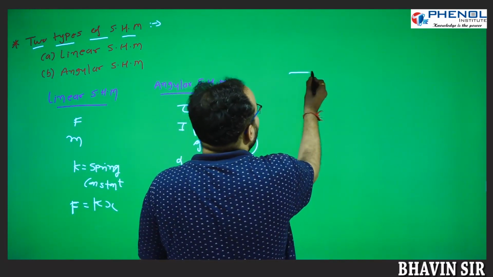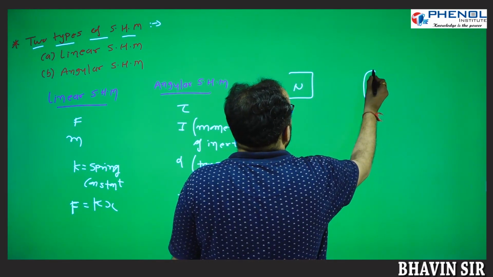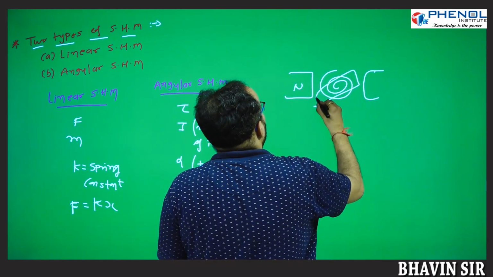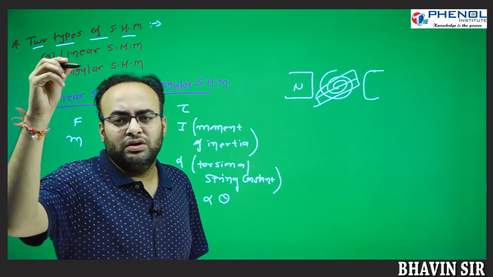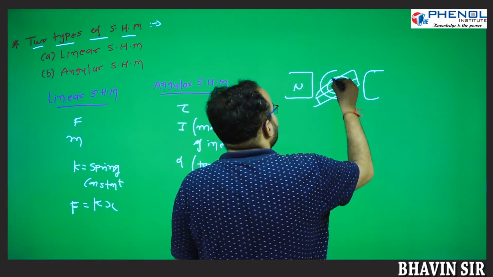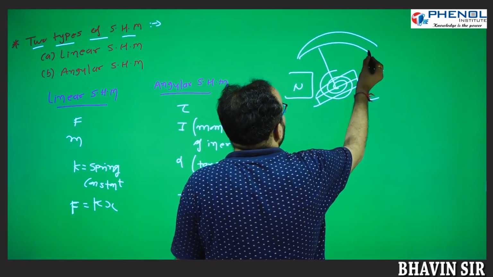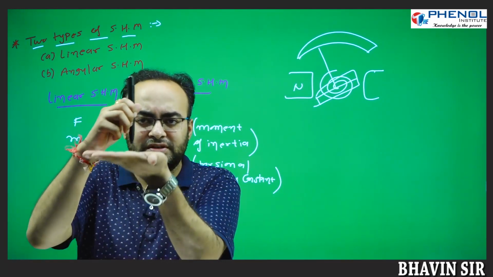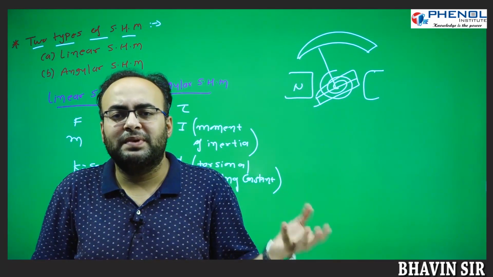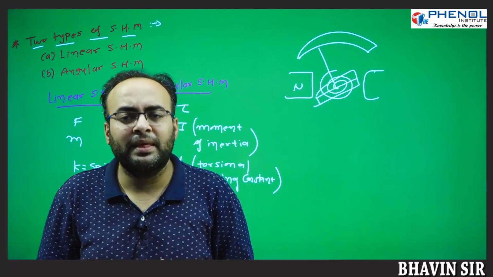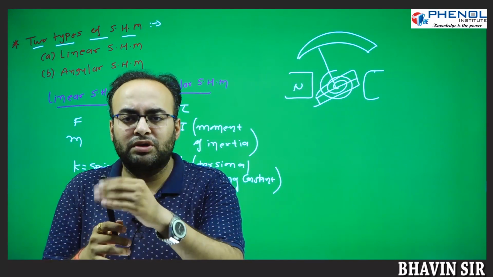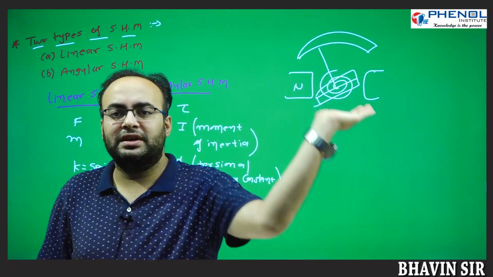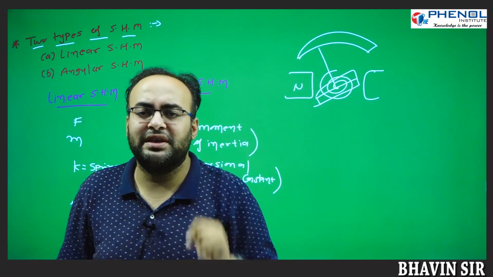See what is the construction of galvanometer? Two magnets, between two magnets a circular spring is there, and on the circular spring a rectangular coil is placed. This coil is connected with the pointer, and this is the window. The initial position of the pointer is 0. When current is passing through the coil, torque is acting on it, and due to that it performs circular motion. So the pointer shows deflection. So it is angular SHM.